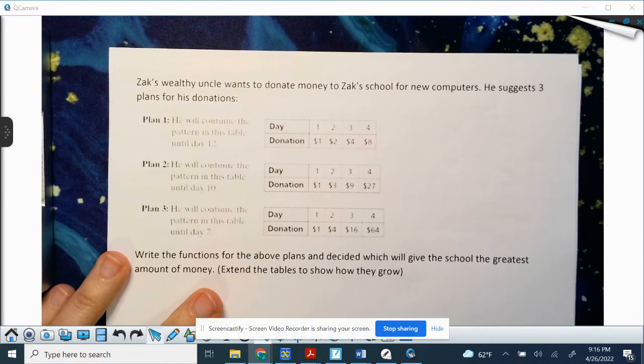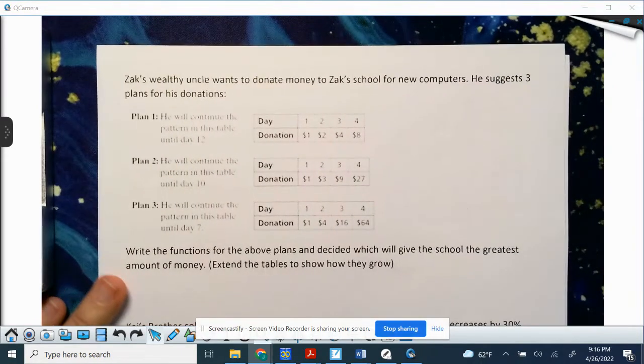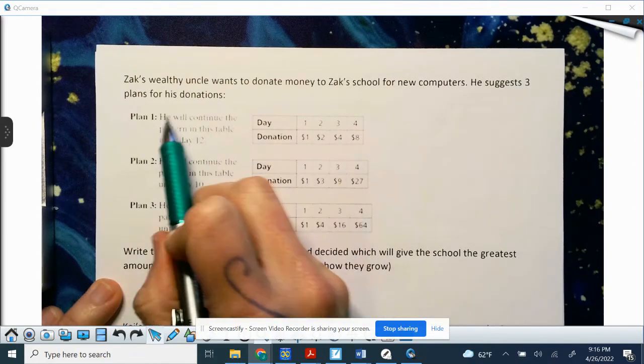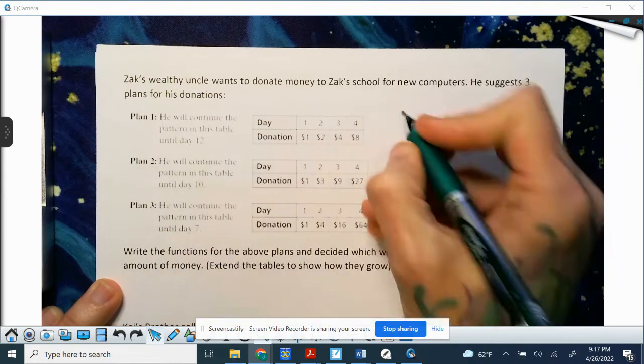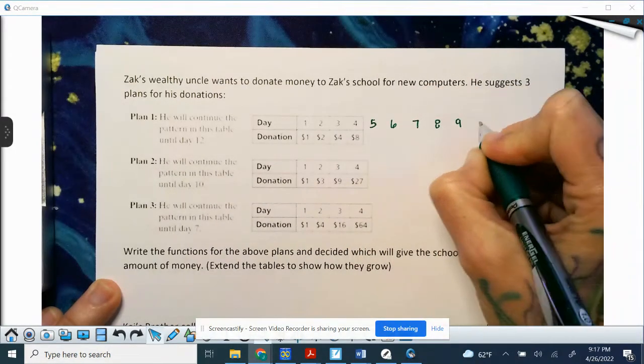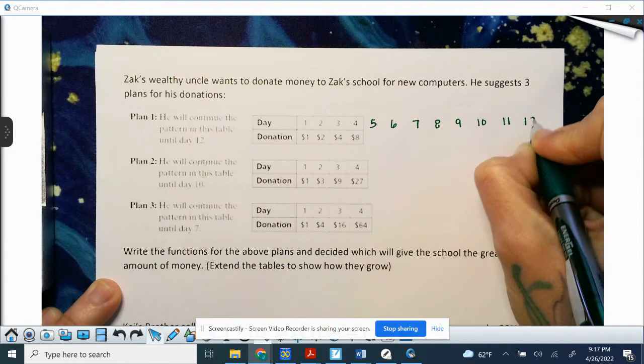All right, so Zach's wealthy uncle wants to donate money to Zach's school for new computers. He suggests 3 plans for his donations. He will continue the pattern in this table until day 12. So that means I'm going to go to 5, 6, 7, 8, 9, 10, 11, 12.